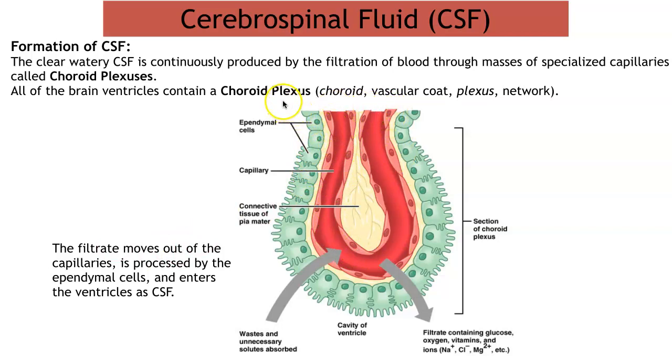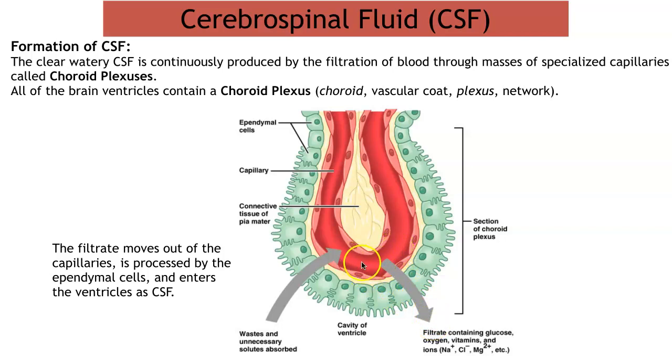So remember you heard the word plexus when we were doing the spinal nerve plexuses? A plexus is just a network. It's a tangled mess. And I will show you what these look like on the next picture. But here's a drawing. This is a capillary. Remember, simple squamous. And these choroid plexuses are going to be lined with ependymal cells. And these ependymal cells are playing an important part in filtering what comes out into the CSF.